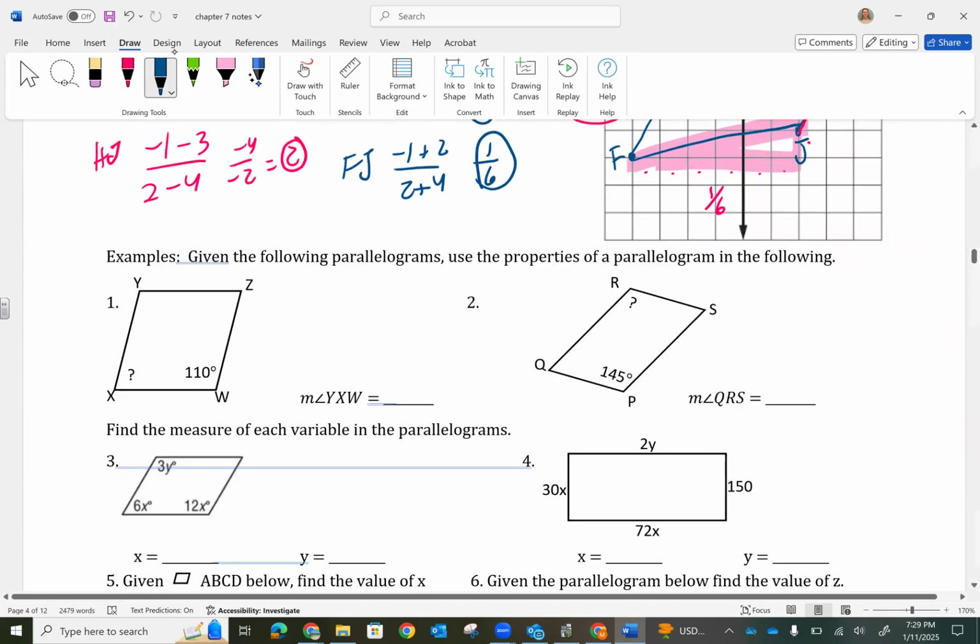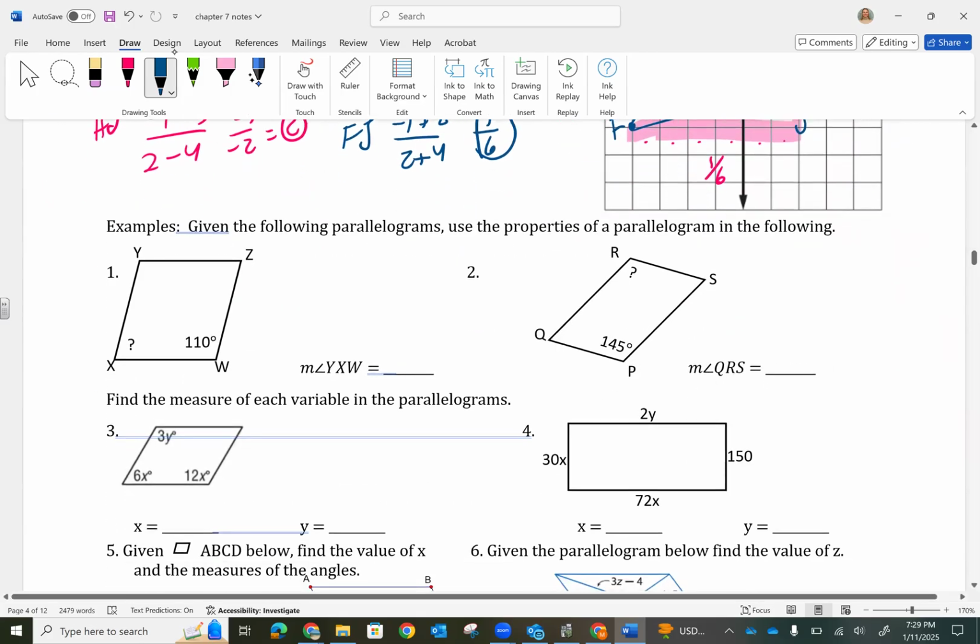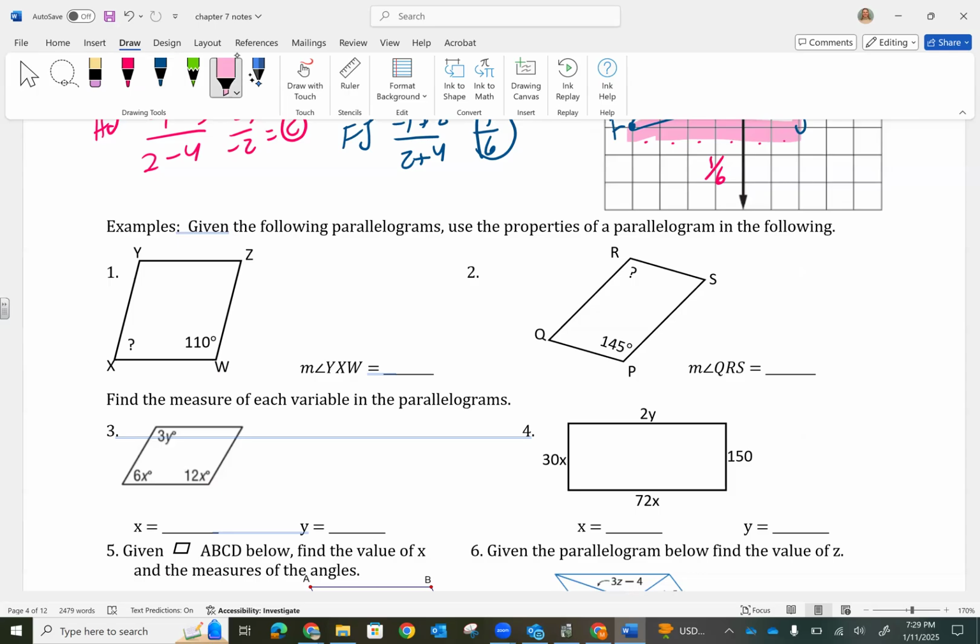Now, on the rest of these questions, they're going to say, hey, you have a parallelogram. Can you use the fact that we have a parallelogram and parallelogram's properties to find the missing data? So in the first one it says, ooh, I know this is a parallelogram. Can you find, if you know this angle, can you find this one here? And you have to think, okay, what do I know about parallelograms? Parallelograms have a lot of things that are true.